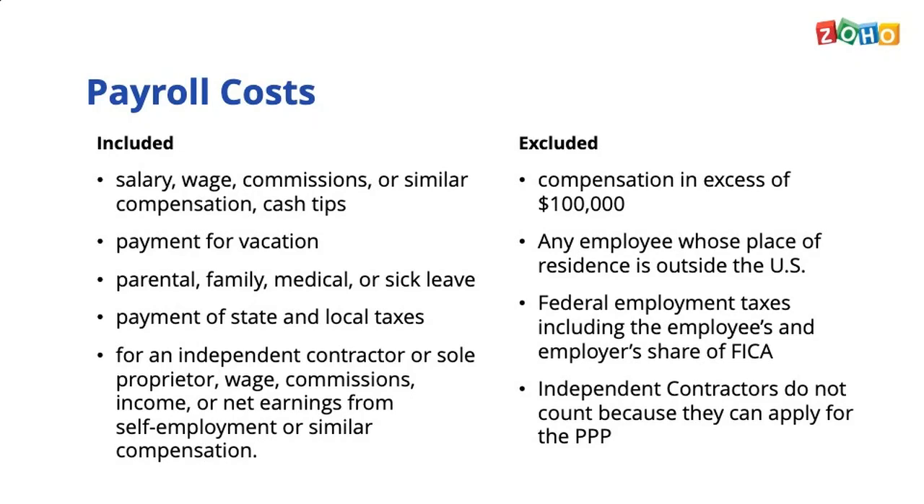Now, what's excluded, Val mentioned this just a second ago, is compensation in excess of $100,000. So any employee that makes over $100,000, you have to adjust to that to get that 2.5 times. An employee whose place of residency is outside the U.S., federal employment taxes, including the employee's and employer's share of FICA, and independent contractors do not count. So if you're a small business, kind of like that question earlier, with a bunch of independent contractors, they do not get included for the PPP loan.